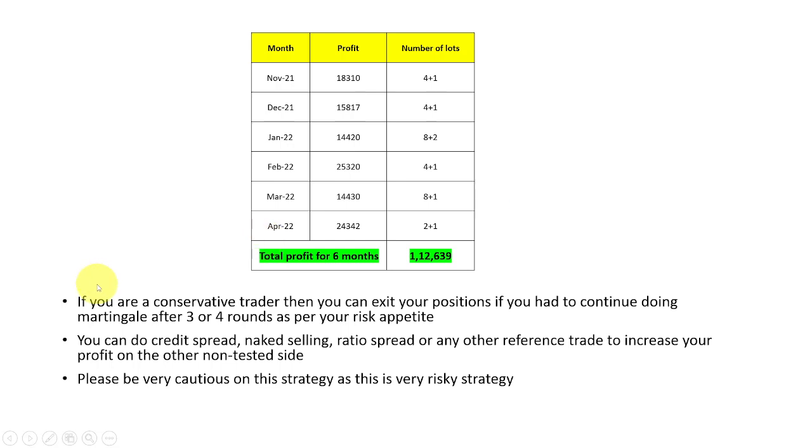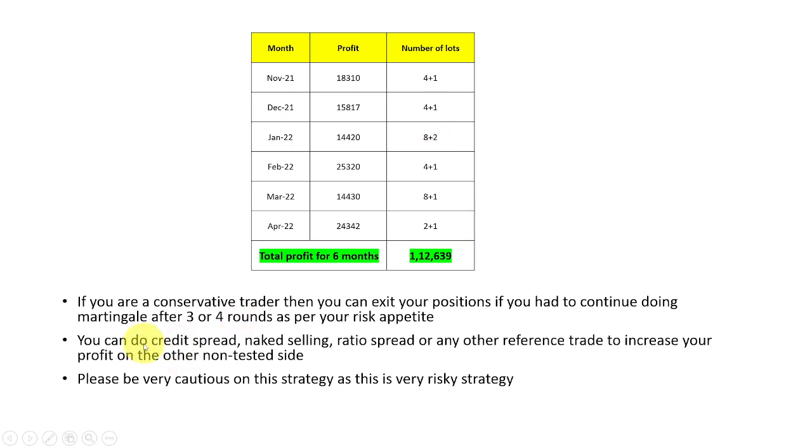Now, as I was saying, if you are a conservative trader, when you see a very big MTM loss, and if that is more than your risk appetite, then maybe you can stop after a few rounds, or maybe don't even try this strategy if you are risk averse. But if you want more reward, and if you feel betting is your thing, or if you have so much capital and you don't know what strategy to implement, then this can help you.